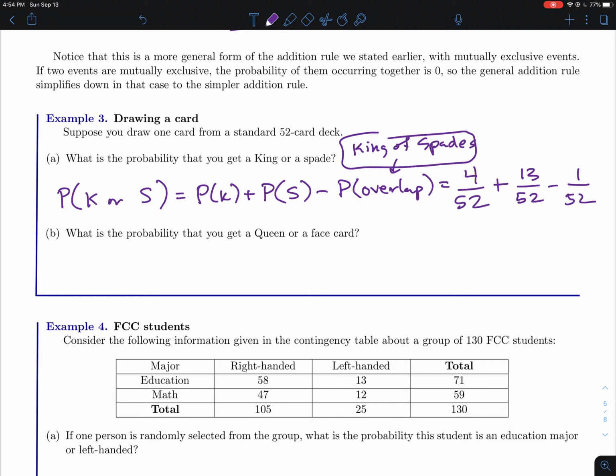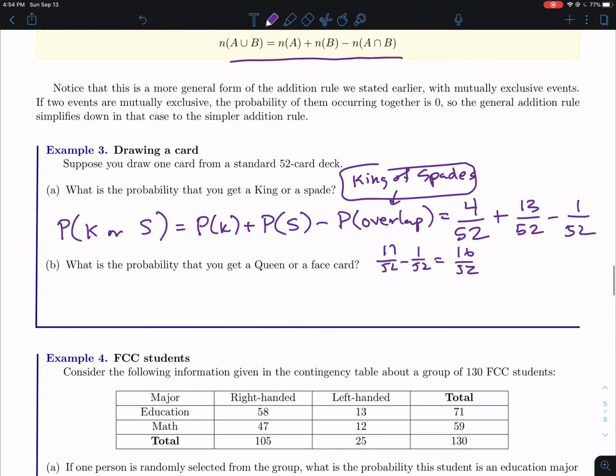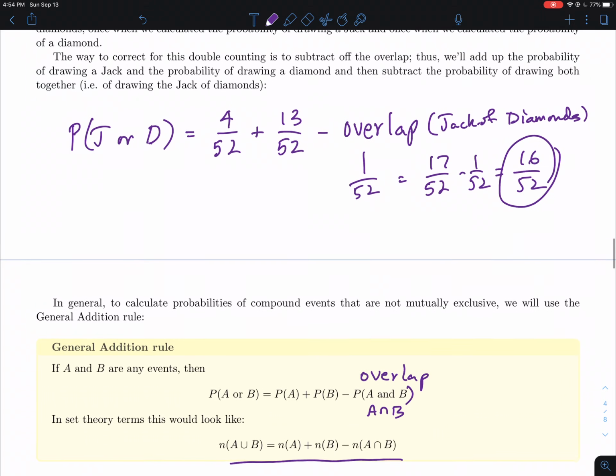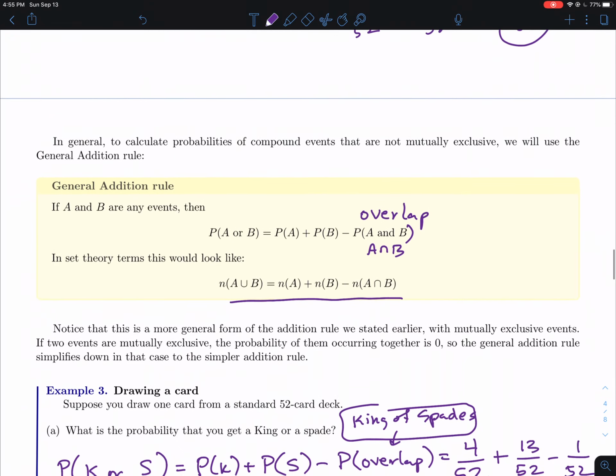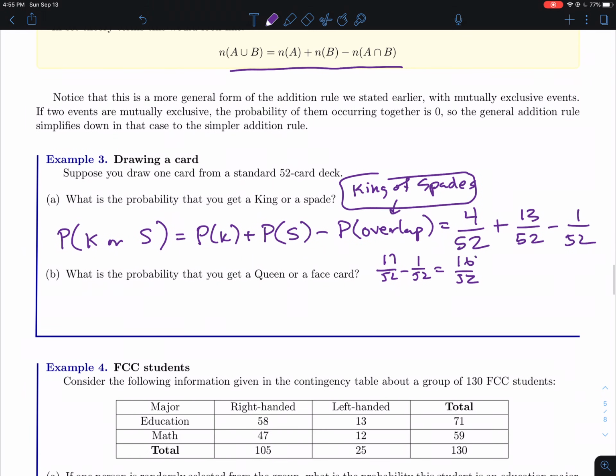So now combine everything together, we get 17 over 52 minus 1 over 52 gives us, again, 16 over 52. Oh, I forgot to simplify, but you can simplify that on your own. So that would be our probability of getting a king or a spade. And again, just being mindful of that king of spades is an overlap.